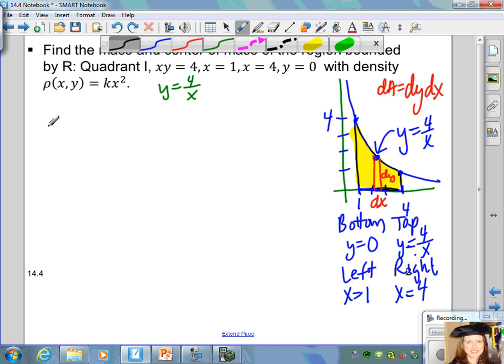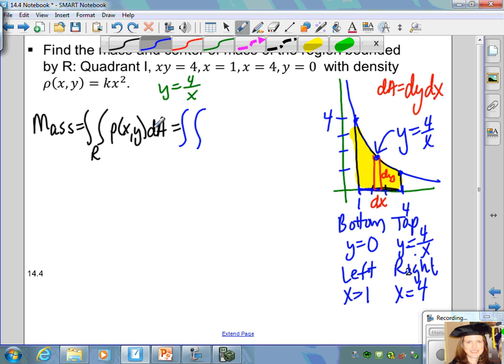So now our formula for mass to begin with. Mass is equal to a double integral over R of the density, rho of xy, times the differential area. If we plug in our bounds of integration, we get the double integral of the density, which is k times x squared, times the differential area, dy dx. The inside bounds are for y, which go from 0 to 4 over x, and the outside bounds are for x, which go from 1 to 4.